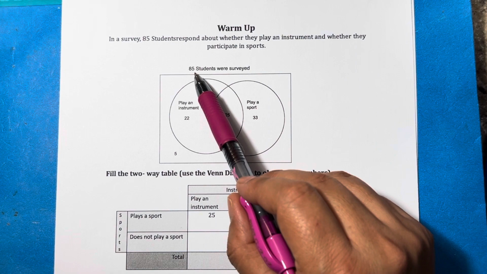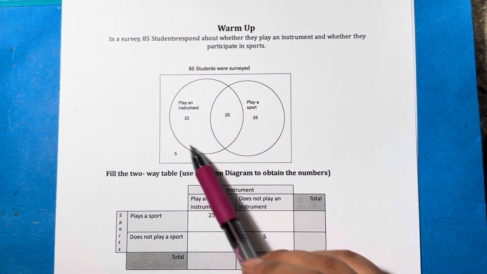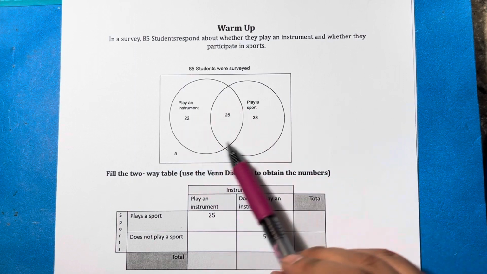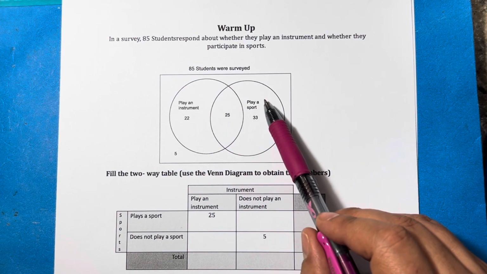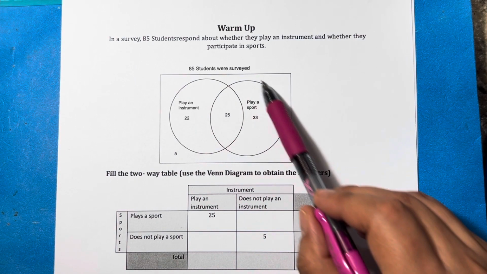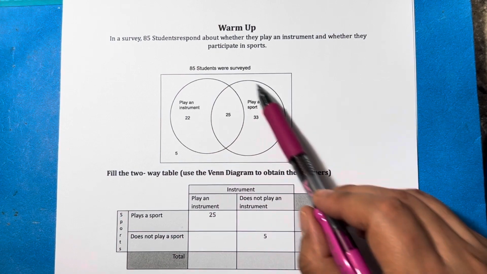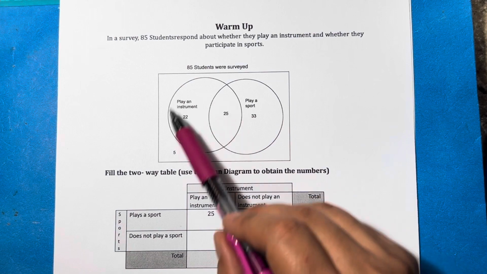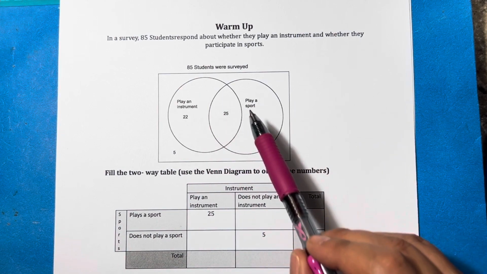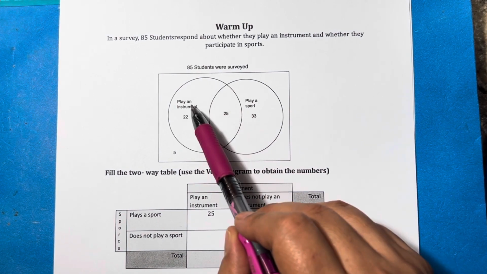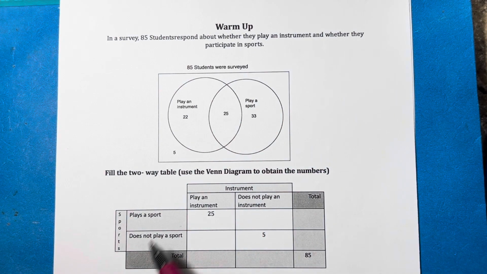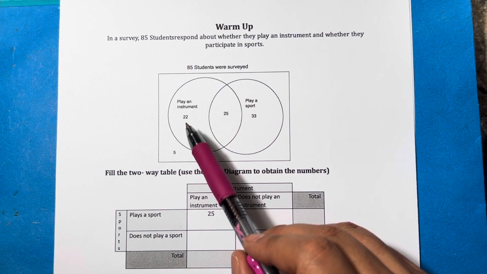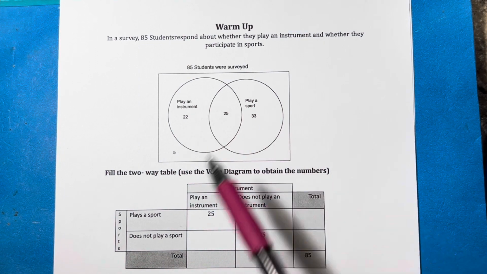Out of those 85, some people play an instrument, and that is including all of this, okay? All the circle. And some people play a sport. Again, it's the entire circle. But these 25, which belong to this group, and also to this group, do both play an instrument and play a sport. However, there are 5 people who do not play either an instrument or a sport.